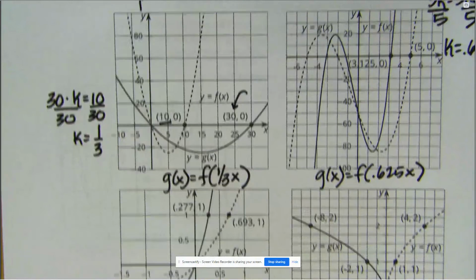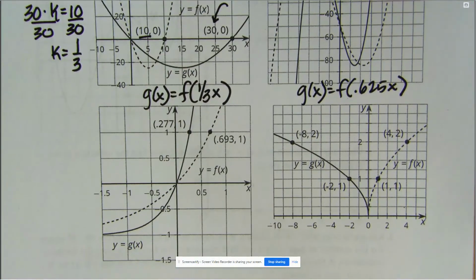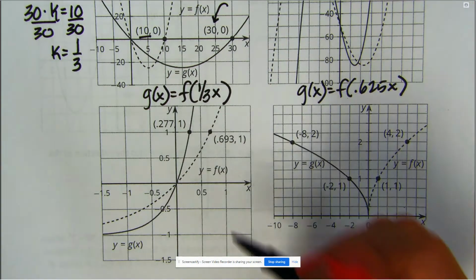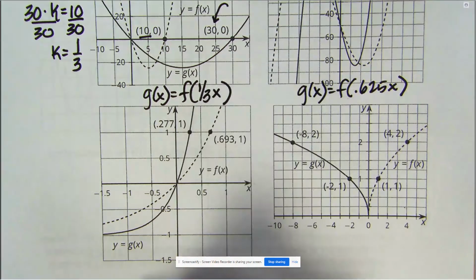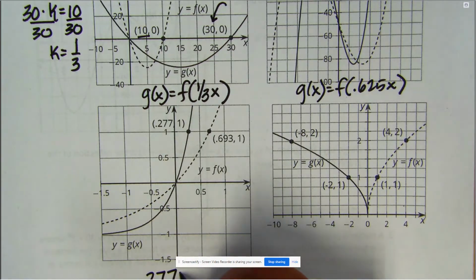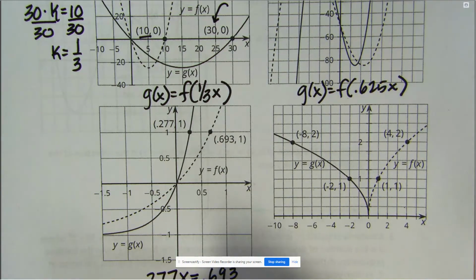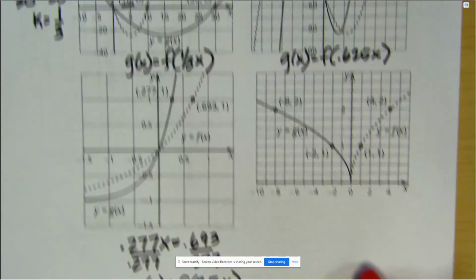I hope you could see that first one. So sorry. The third one, what do I have to multiply 0.277, my input on G, by to get 0.693? Divide both sides by 0.277. That's approximately 2.5. G of X equals F of 2.5X.